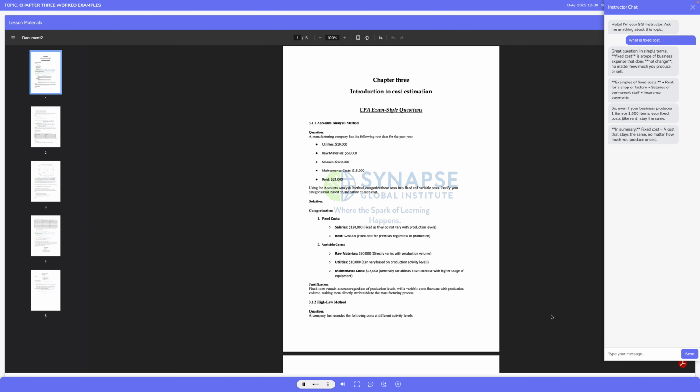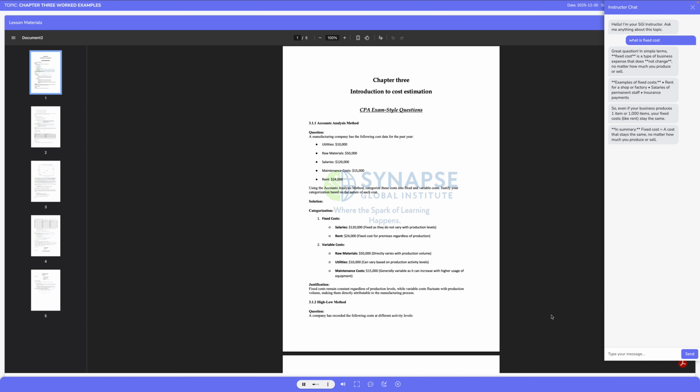The justification section of this question is particularly important for CPA students. Examiners want to see that you understand the principle that fixed costs remain unchanged in total within the relevant range, while variable costs fluctuate with the level of activity. A clear explanation shows that you are not merely memorizing definitions but can apply them to practical business situations. You should always link your justification to production levels or activity drivers.